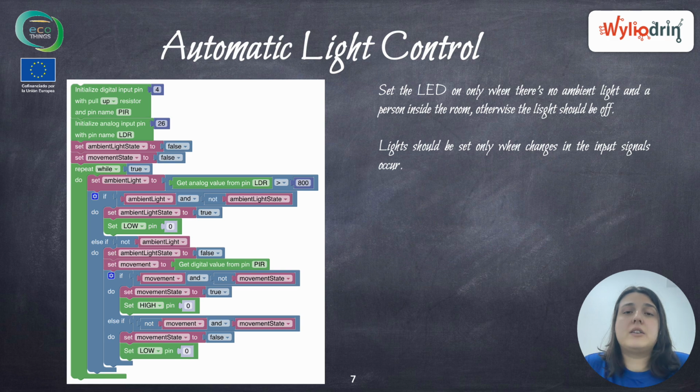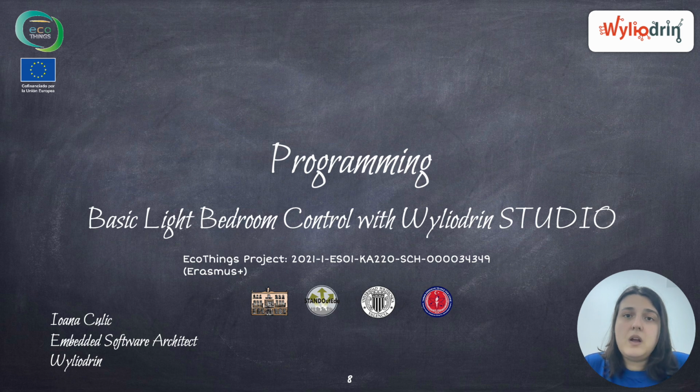And this is how we can control our lights in an intelligent manner and save energy. So in this video, we saw how we can control lights based on movement and ambient light using a PIR sensor and a photoresistor.